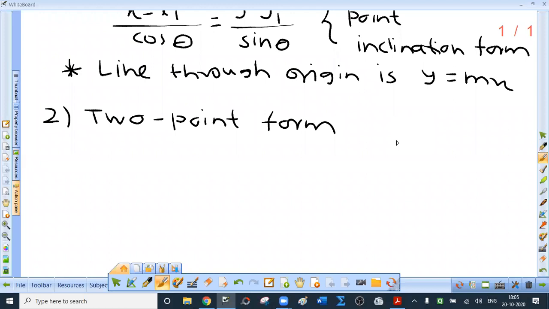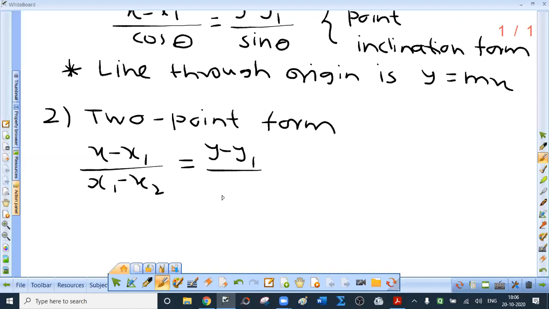Second is 2-point form. Equation of a line passing through the points A x1 y1 and B x2 y2 is x minus x1 upon x1 minus x2 equal to y minus y1 upon y1 minus y2.